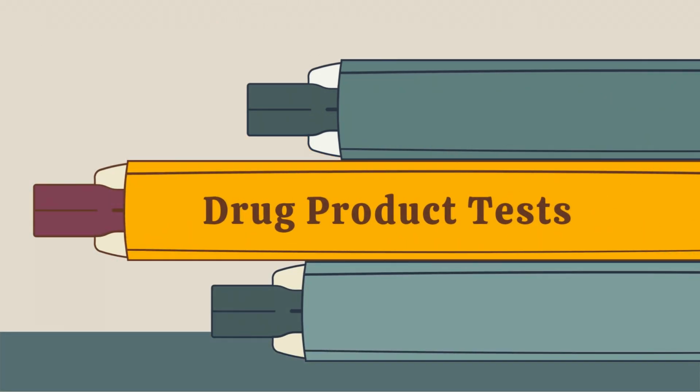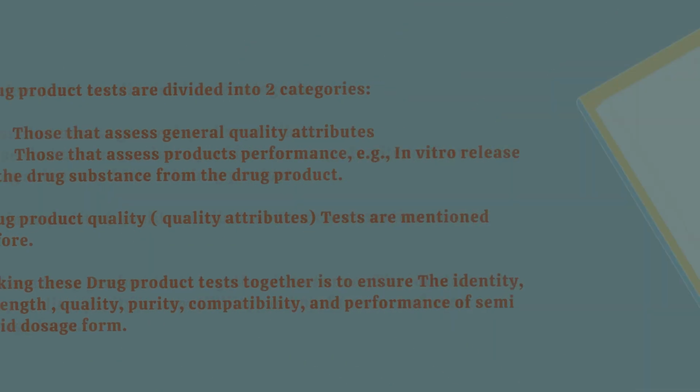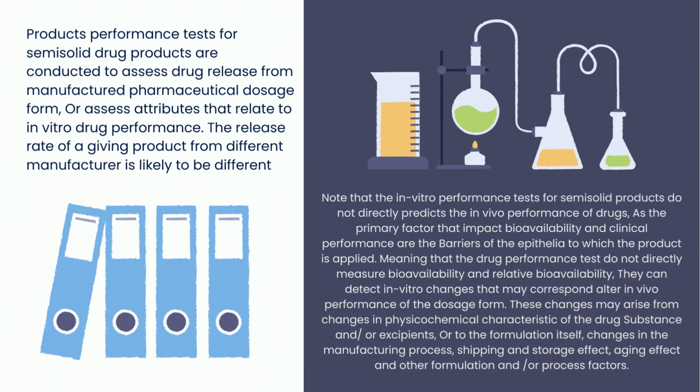Drug product tests. Drug product tests are divided into two categories: those that assess general quality attributes and those that assess product performance, for example, in vitro release of the drug substance from the drug product. Drug product quality tests were mentioned before. Taking these drug product tests together is to ensure the identity, strength, quality, purity, compatibility, and performance of semi-solid dosage forms. Product performance tests for semi-solid drug products are conducted to assess drug release from the manufactured pharmaceutical dosage form or assess attributes that relate to in vitro drug performance.